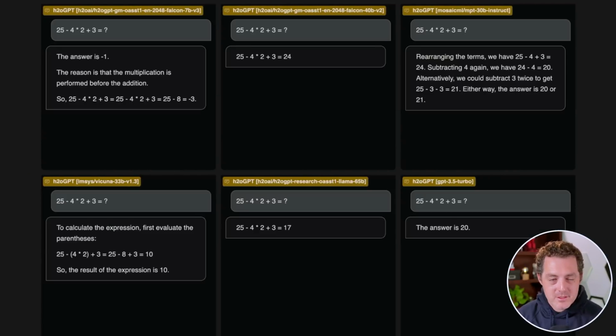So the answer is 20. Let's see which one's got it right. So 7B did not get it right. -3, that's not even close. Falcon 40B, 24, that's not right. MPT 30B Instruct, either way, the answer is 20 or 21. It gave me two possible answers. So I'm gonna say that's a failure because with a single input, you're only gonna have a single output.